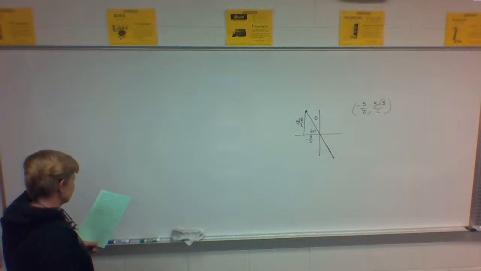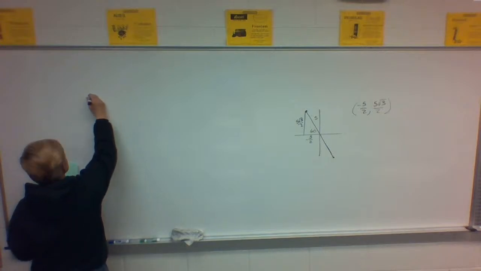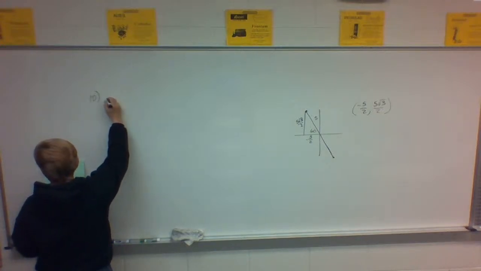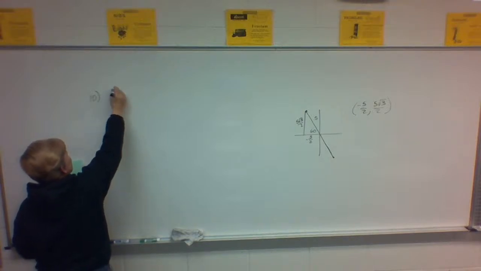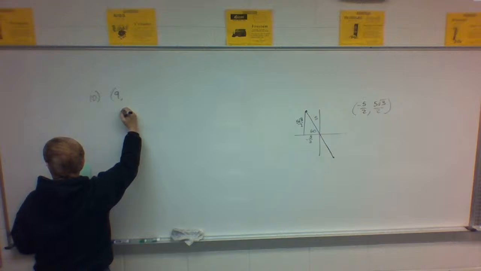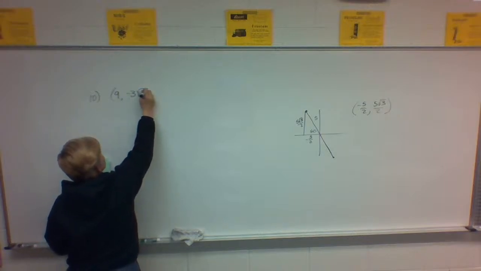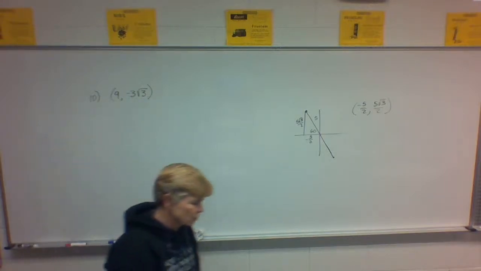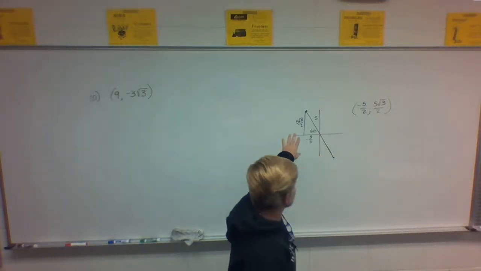Number 10 says determine two pairs of polar coordinates for the point where theta is between 0 and 360, and this is the rectangular point. If you're given a rectangular point like 9, negative 3 root 3, that's not a vector, it's just a point. That's the rectangular point, and you're supposed to find the two polar coordinate points.